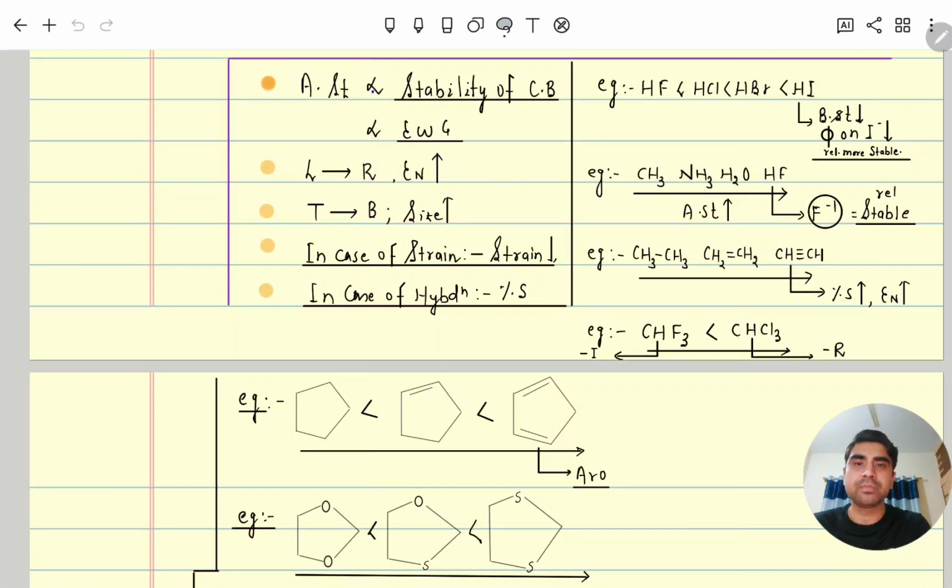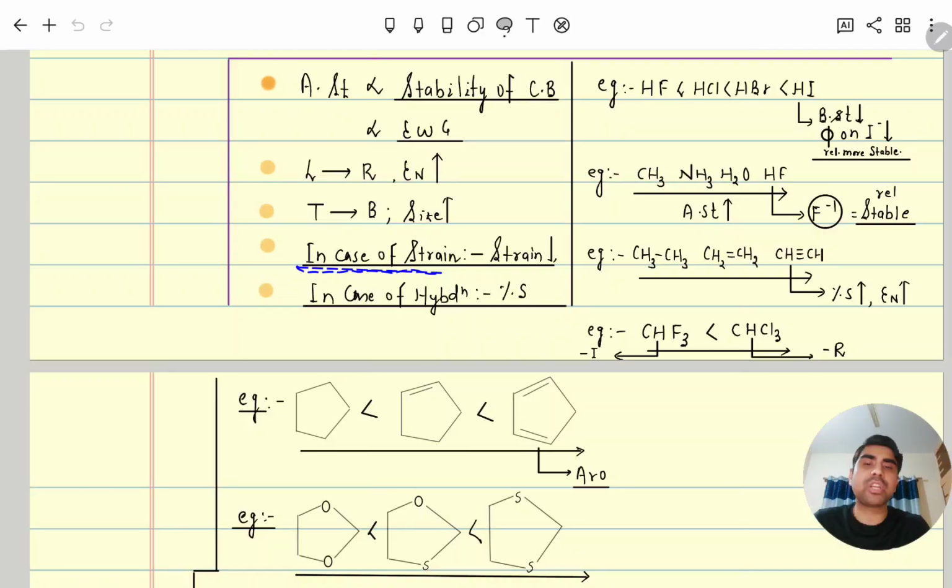Stability of conjugate base. The more stable the conjugate base, the higher the acidic strength. Or if an electron withdrawing group is present on the conjugate base, then also the acidic strength will be higher. These factors are common factors. Left to right, what will happen? Electronegativity is increasing. Top to bottom, we will study the size factor.